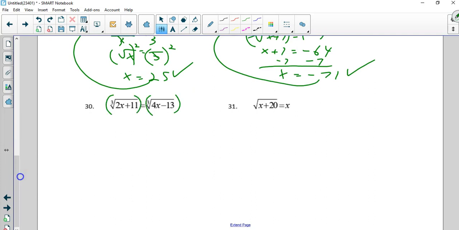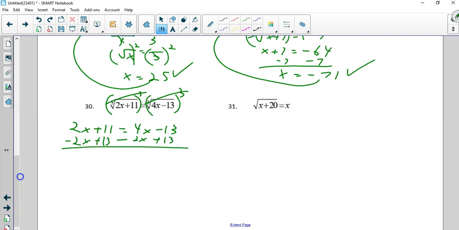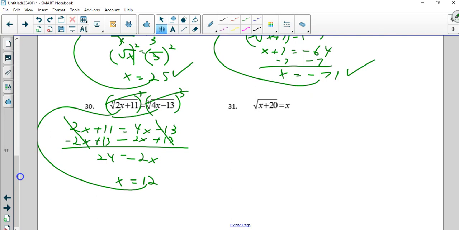Very simple here. We're just going to cube both sides. Which gives us 2x plus 11 equals 4x minus 13. Going to subtract 2x from both sides. In fact, I'm just going to add 13 to both sides right now. 24 equals 2x. Divide by 2, x is 12. Plug it back in both places. 2 times 12 is 24. Plus 11 is 36. So we get the cube root of 36. Equal to 48. 12 times 4 is 48.